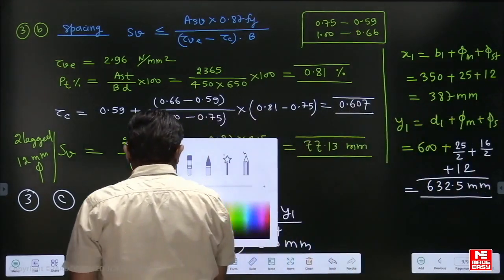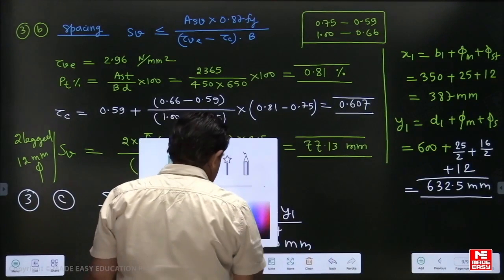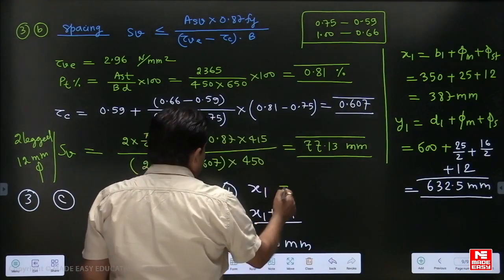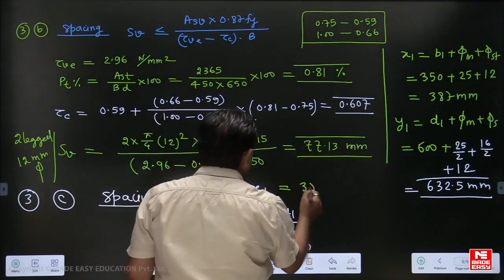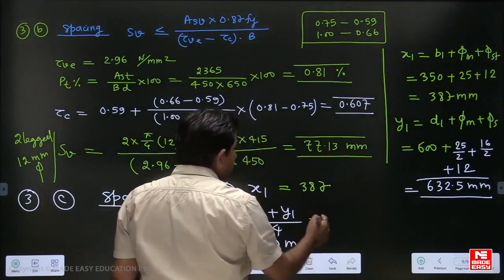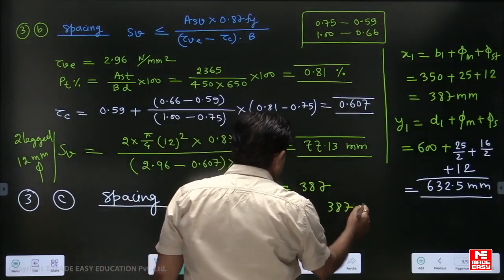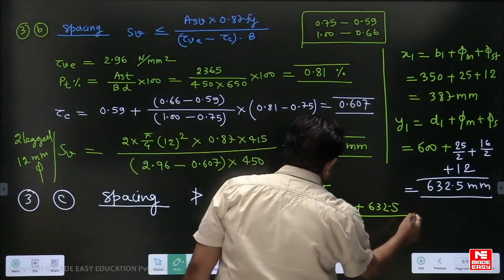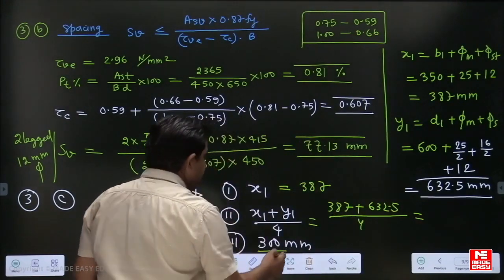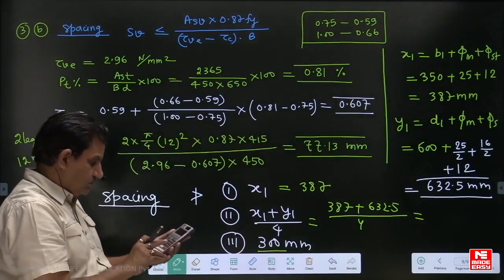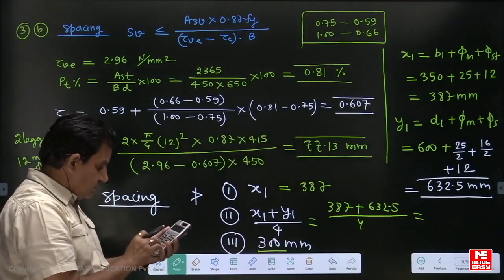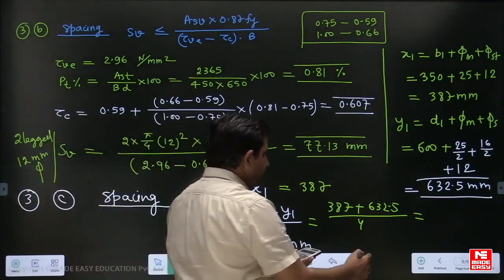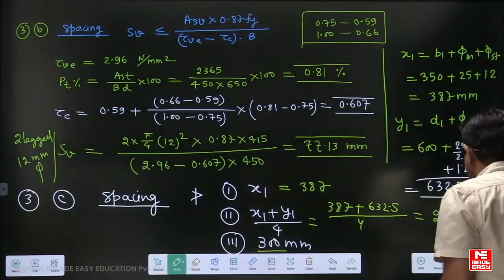See, the value of x1, these are very high values. You are not going to change your design. x1 is 387. This value will be how much? 387 plus this value 632.5, divided by 4. And the third one is 300. So all these are very high values, not changing your design. Divided by 4, this is coming about 254 mm.